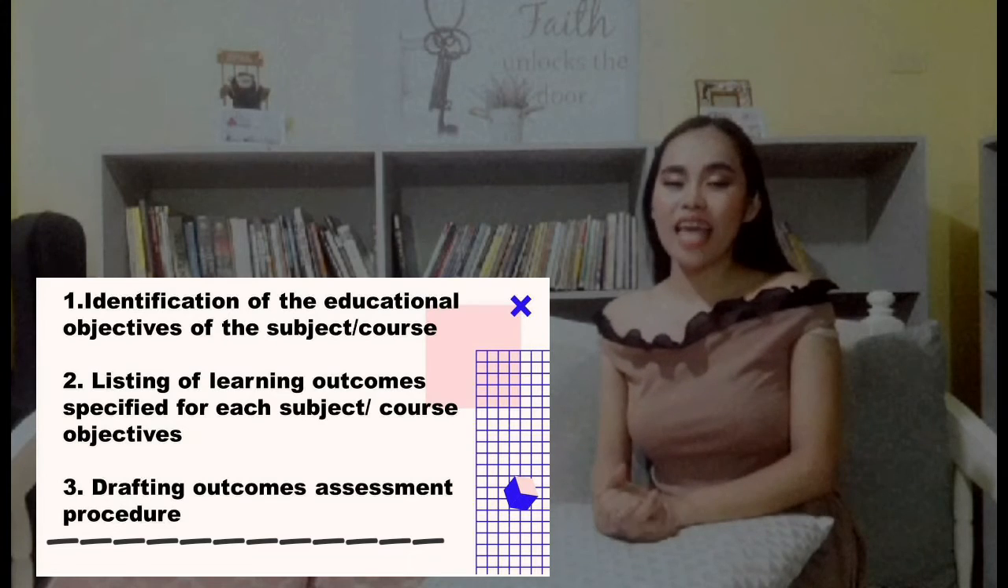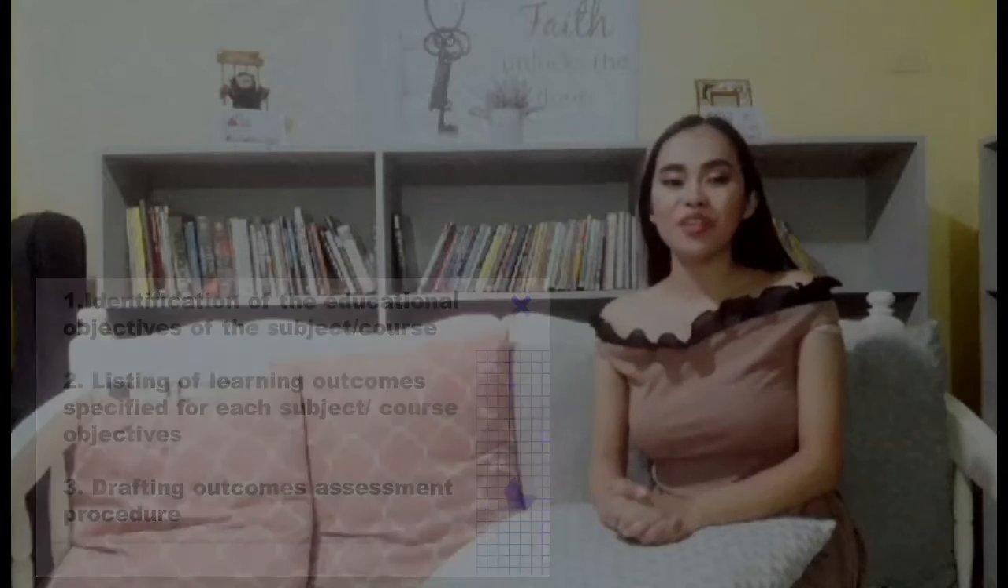The third and last procedure in implementing OBE is drafting outcome assessment procedure. Under it, as I've said earlier, the full implementation can only be possible after an in-depth study or analysis of the end result of the process employed. This also involves drafting the outcome assessment before having the final version of results.